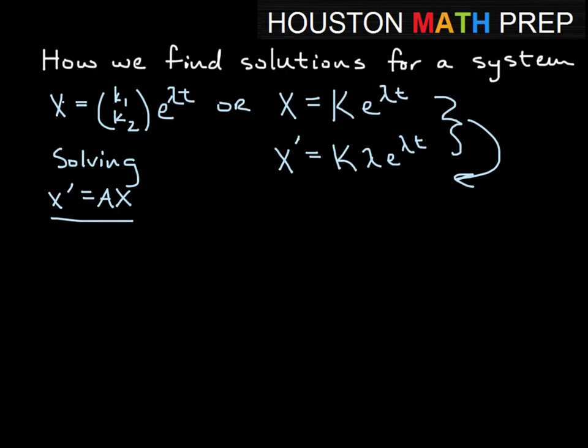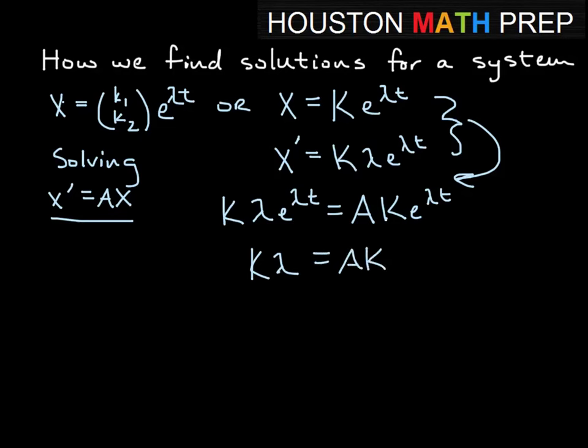So x prime would be k lambda e to the lambda t, equal to A times x, which is k times e to the lambda t. If we divide out the exponential on both sides, because that's never going to be 0, then that reduces nicely to k lambda equal to A times k. There are a couple of things we could do with this. I'll just go ahead and throw everything on the right-hand side.